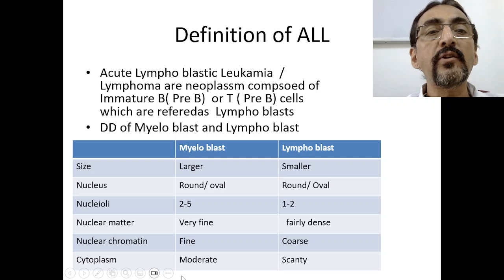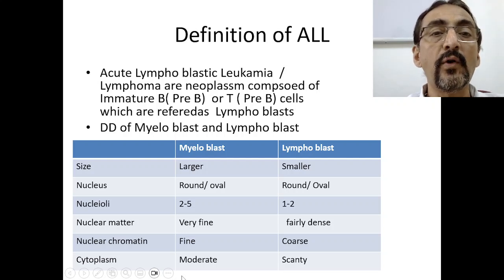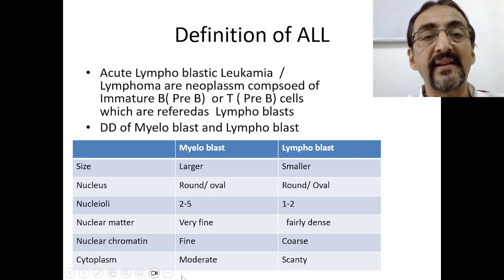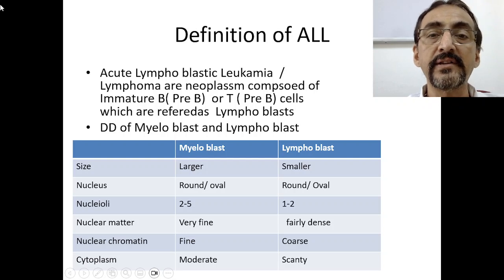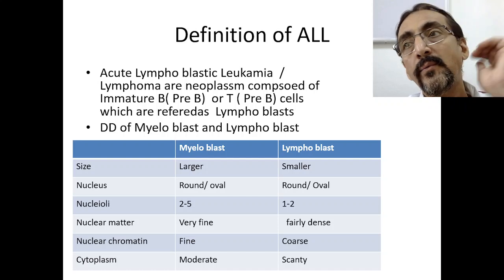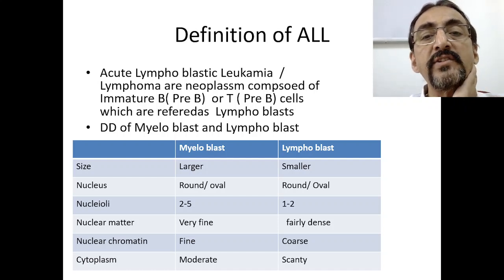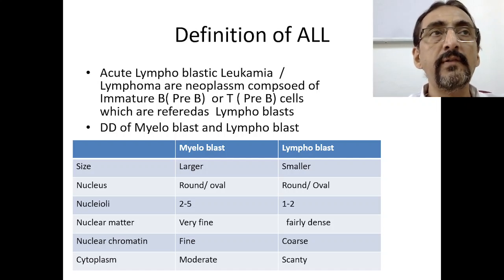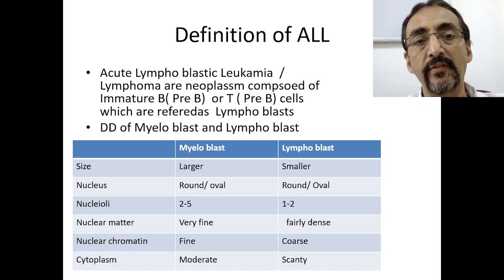Now, acute lymphoblastic leukemia or lymphoma is a neoplasm composed of immature B cells or T cells, precursor B cells or precursor T cells, which are referred to as lymphoblasts. Actually, this is a neoplasm composed of lymphoblasts. A lymphoblast is an immature cell. Now we need to do the differential diagnosis between myeloblast and lymphoblast. If it is from the myeloid series, it is called a myeloblast. If it is from the lymphoid series, it is called a lymphoblast.